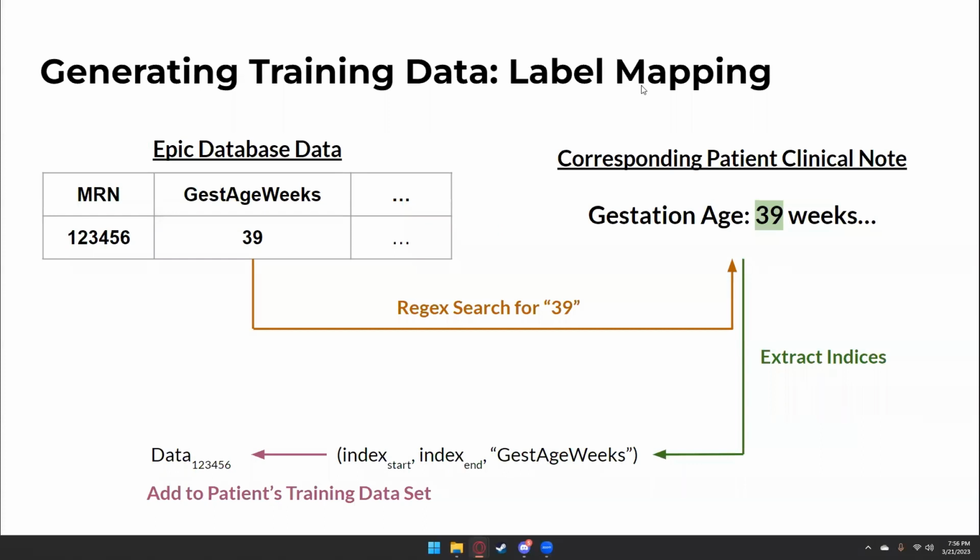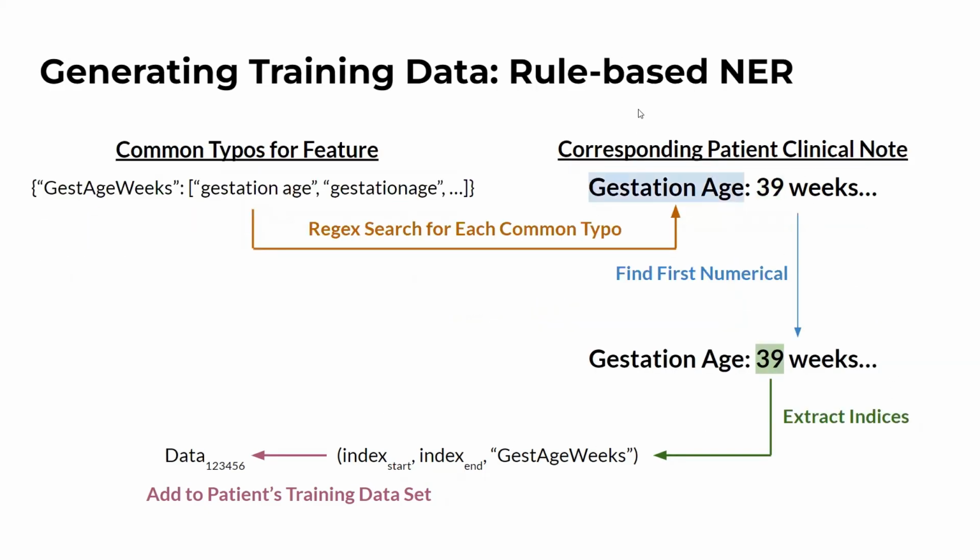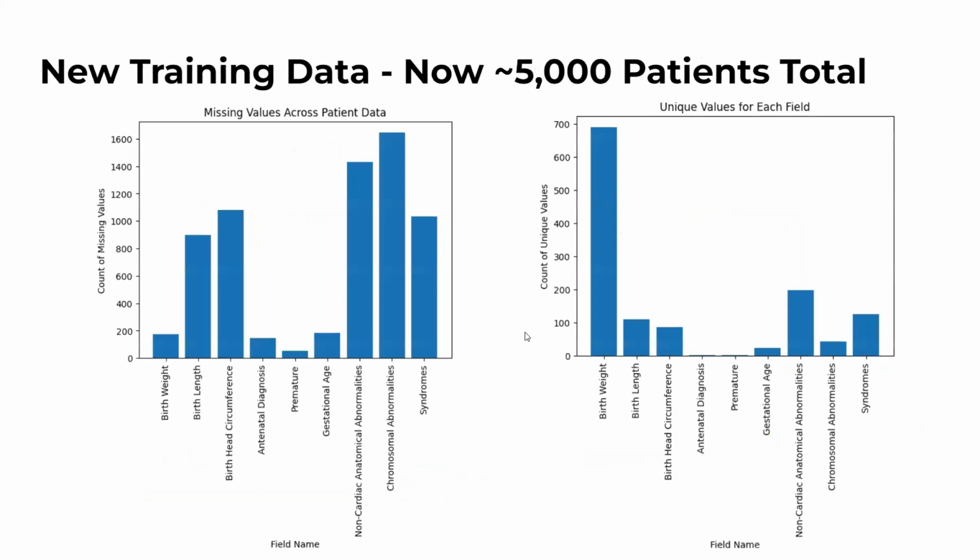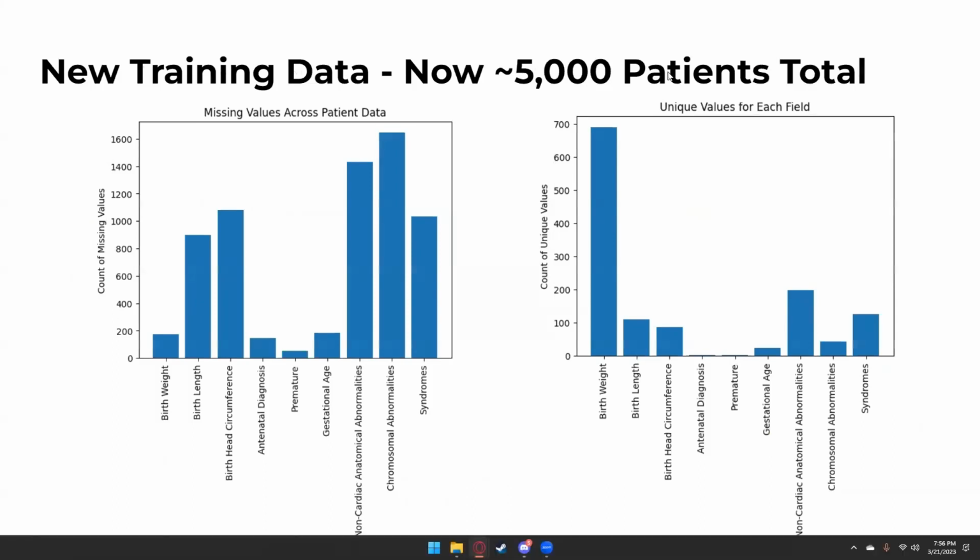But in order to use these clinical notes in training, we actually have to find where data points occur within that clinical note. We have 2 different methods: first, we can just take the entry that is within the Epic database and try to find it within the respective clinical note and then extract where it is, or we can use rule-based NER where we look for common patterns for that field and extract any values close to it. Additionally, we now have over 5,000 patients total from which we can get data. Previously, we only had about 2,000, so hopefully this will improve our results.